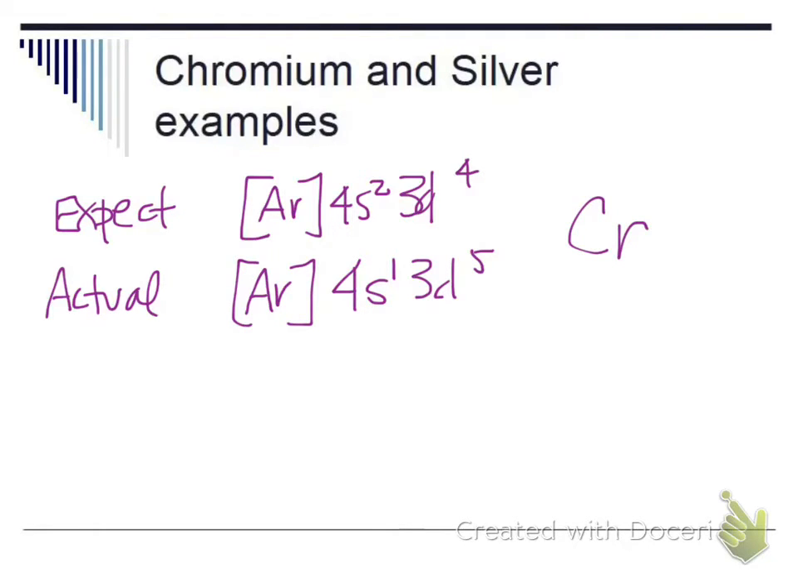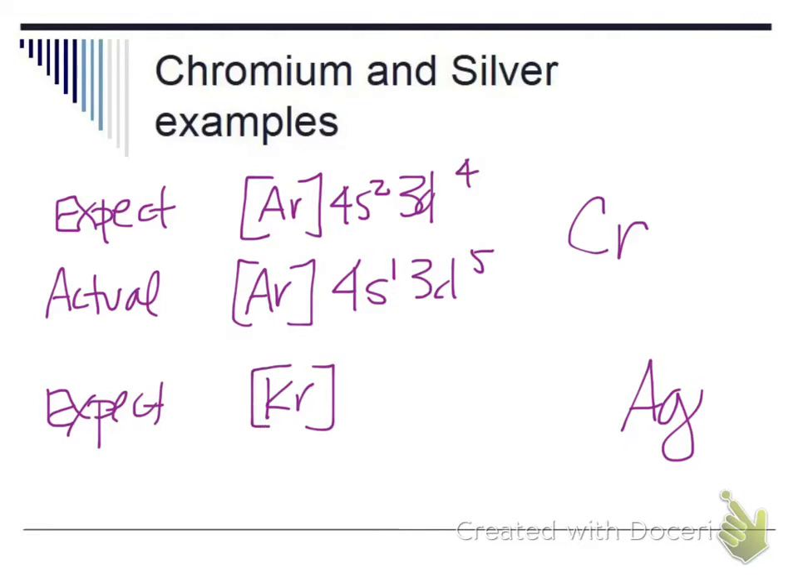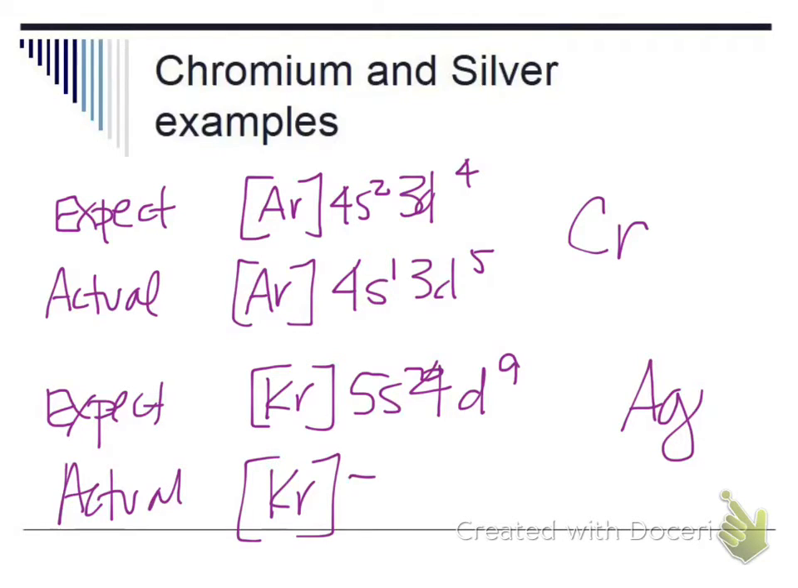If I was going to do silver, which is Ag, I would expect krypton 5s2, 4d9. But what I actually have is krypton 5s1, 4d10. So that one just does it a little bit differently.